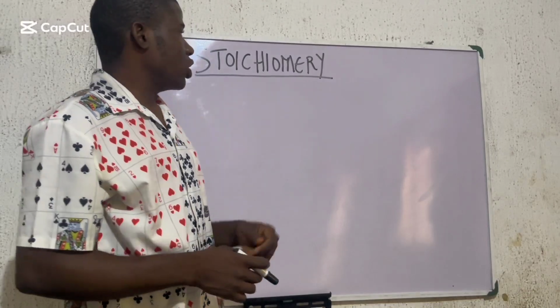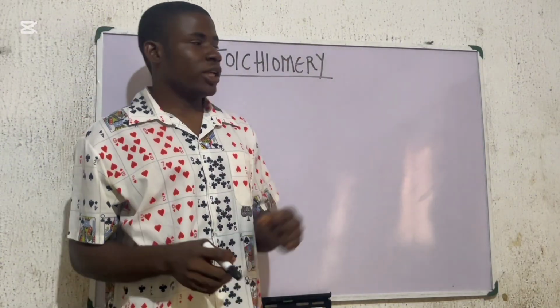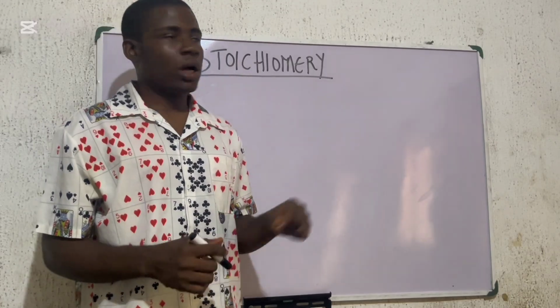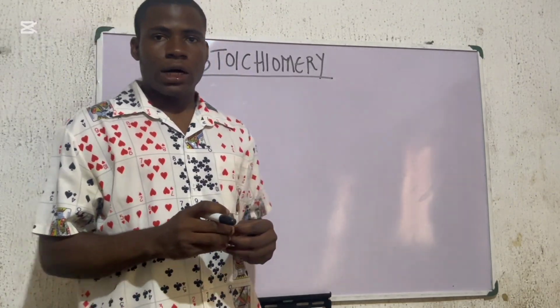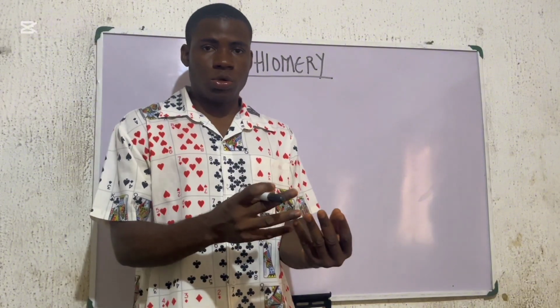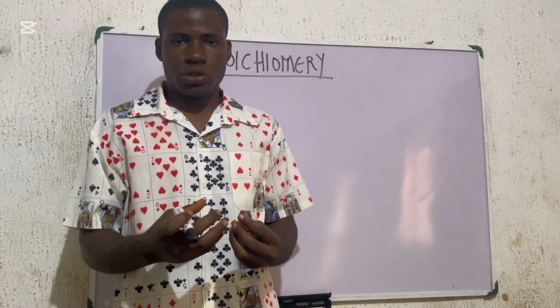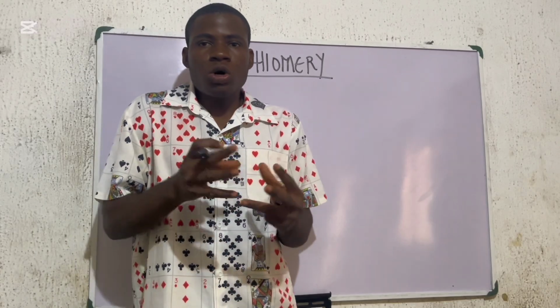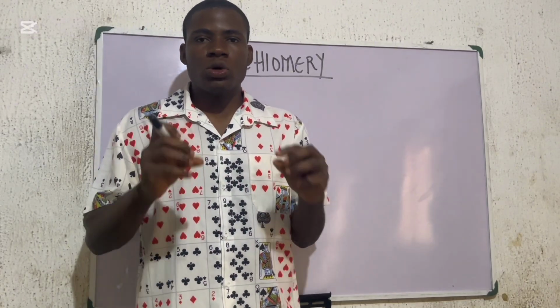Hello everyone. Today we'll be looking at the topic stoichiometry. It is from chemistry. Now, what is stoichiometry? Stoichiometry is defined as the mole ratio to which reactants combine to form products. Once again, it is the mole ratio to which reactants combine to form what?